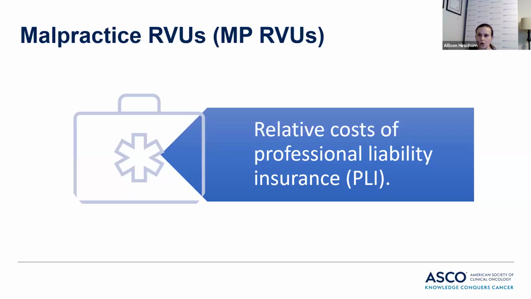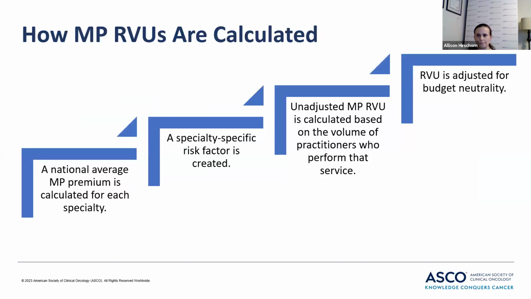The next RVU component are malpractice RVUs, and those are the relative costs of professional liability insurance, otherwise known as PLI. The malpractice RVU is calculated as follows. First, a national average malpractice premium is calculated for each specialty. Next, a specialty-specific risk factor is created. Then an unadjusted malpractice RVU is calculated based on the volume of practitioners who perform the service. Now here is where, again, budget neutrality comes in. The final RVU is adjusted for budget neutrality, further reducing the costs.